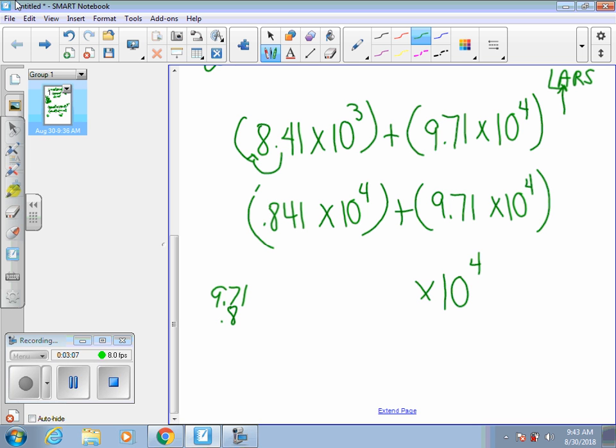plus 8.841 and we get 10.551. But that's not scientific notation. So we have to move the decimal to the left. If we're moving it to the left, we're going to add to the exponent.